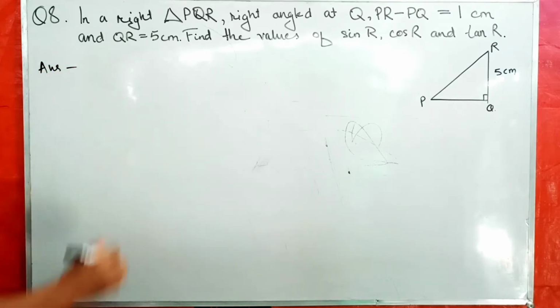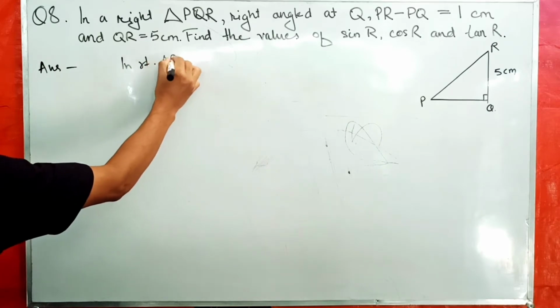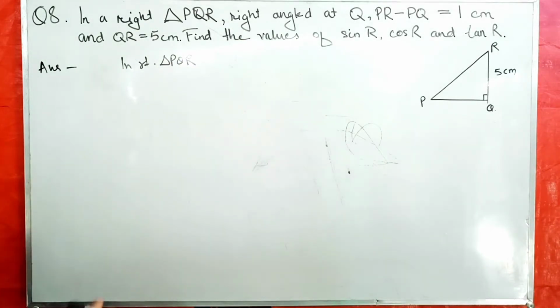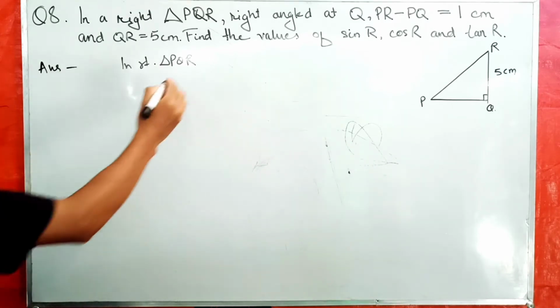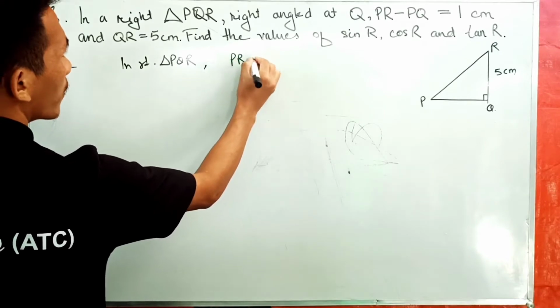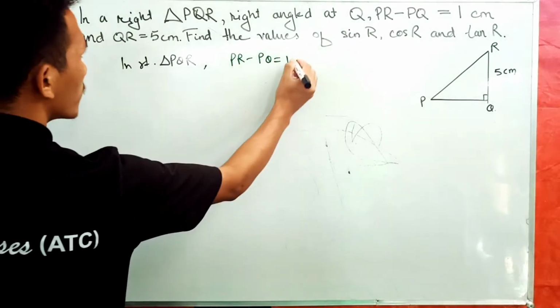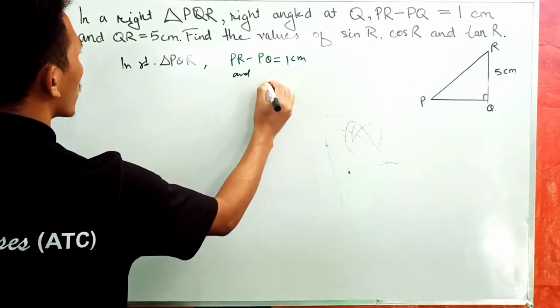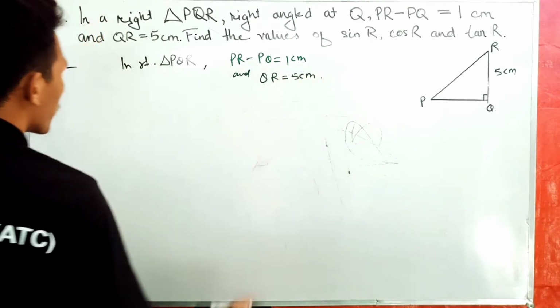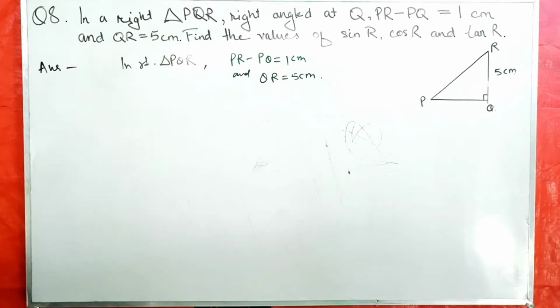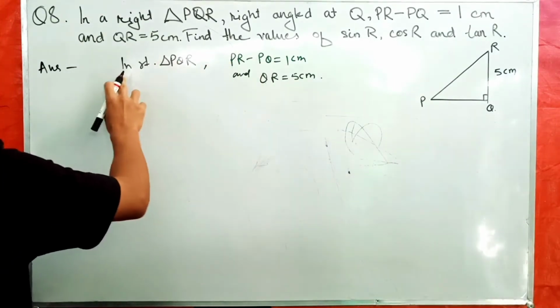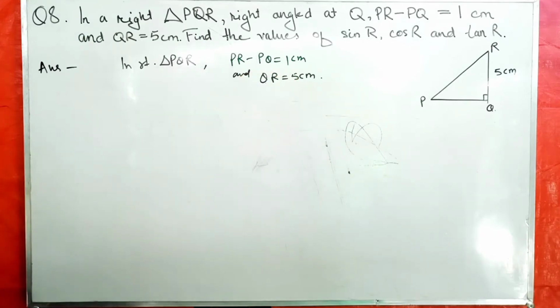Answer. In right triangle PQR, we are given PR minus PQ equal to 1 centimeter and QR equal to 5 centimeter. In this right triangle PQR, right angle at Q, we are given QR equal to 5 centimeter and PR minus PQ equal to 1 centimeter. Okay, these two are given. Let's write down. If you have a right triangle, we can use the Pythagorean relation.